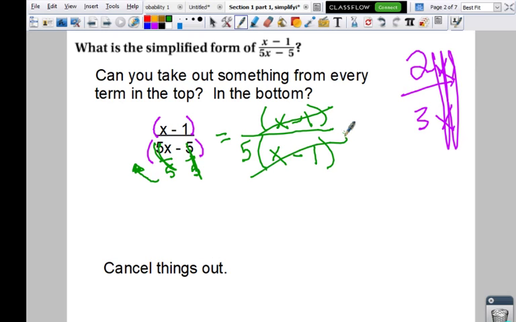So we simplified this down to really be a 5 on the bottom, right? Is there anything left on top? No, but we have to fill it in with a 1. You can't just leave it blank. So this x minus 1 over 5x minus 5 is really 1 over 5.